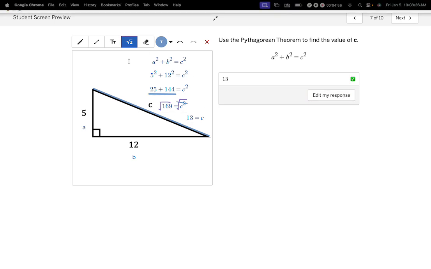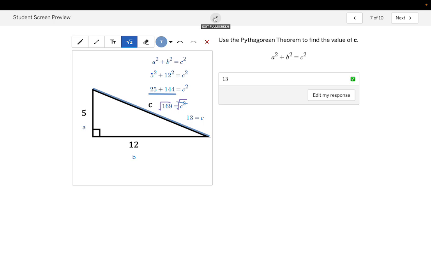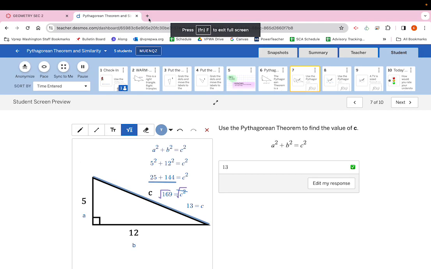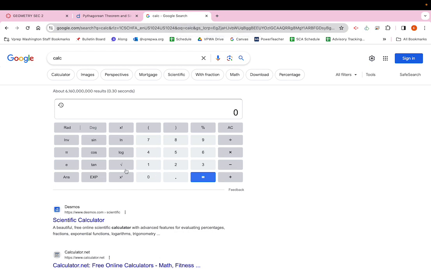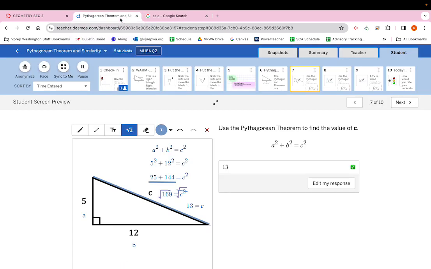If you aren't sure what a square root is in general, of any number, I'm going to use the Google calculator because everybody has access to that. The square root button is right here. So you do square root and then 169 equals, and it gives you 13. So the square root of 169 is 13.